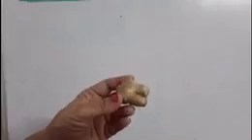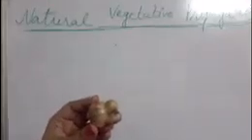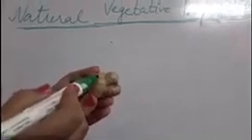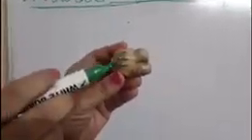We can understand reproduction by means of modified stem with the help of some examples. Let us do some activities. First activity: I have taken ginger. This is a small piece of ginger. In a ginger you can see these marked areas. I have marked it for you. These marked areas are known as nodes. The in-between spaces are known as internodes.